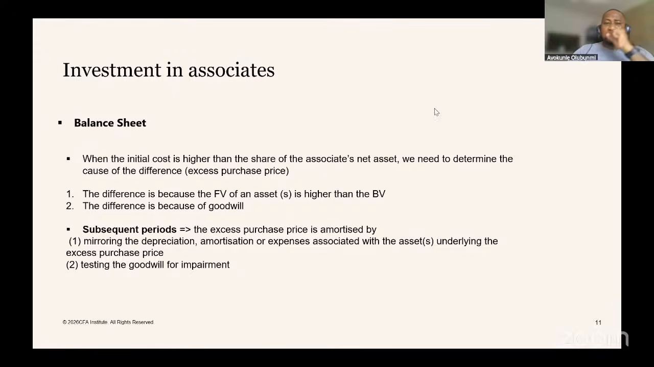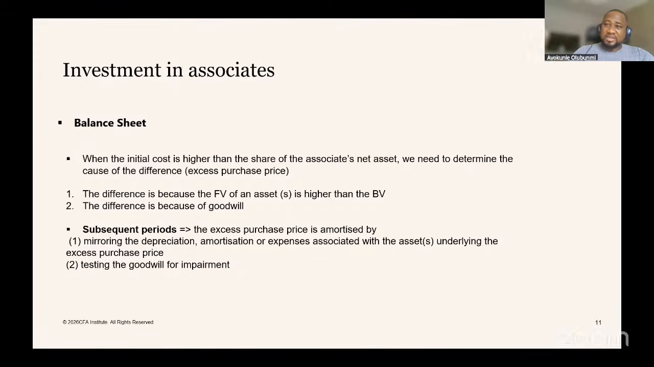Okay? Now, when you are recording investment in associate, it is very important for you to determine the cost of that excess purchase price. Of course, the excess purchase price is the amount that you are paying above the book value of that particular company. Either it is because the fair value of the company's assets is higher than the book value of the company's assets, or it is because of goodwill. Why is it important?